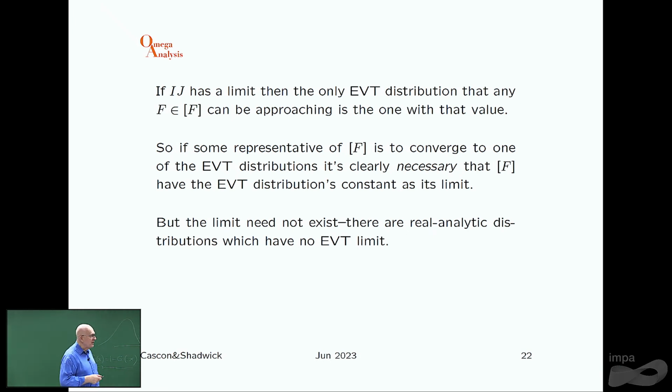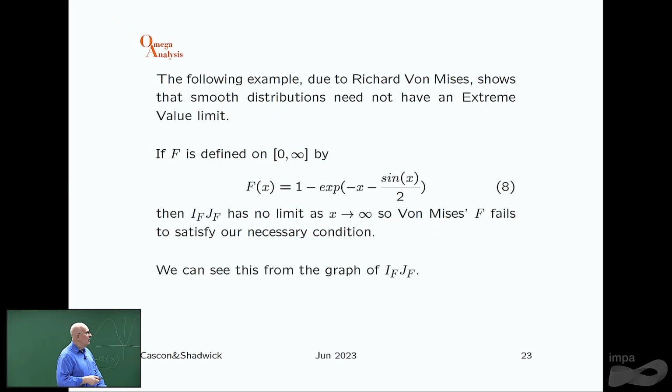Now, the thing is, you don't have to make up some kind of exotic distribution in terms of measure theoretic this and that, for example, in order to find something that has no EVT limit. Van Mises showed a real analytic distribution that has no limit. Here it is. It's real analytic. There's nothing exotic about this, except that that sine term makes it wiggle, okay? And it keeps wiggling as that x goes off to infinity. So we just modified the exponential distribution by adding this wiggling term, and that's enough to keep it from satisfying our necessary condition.